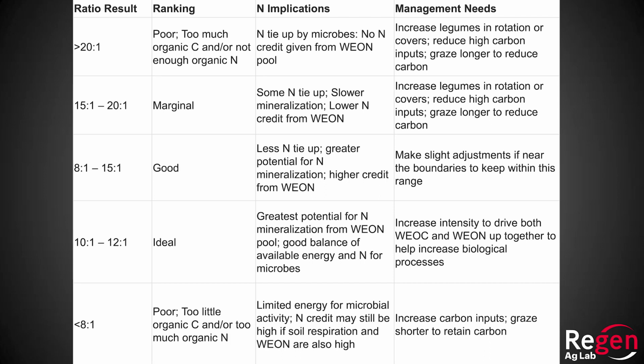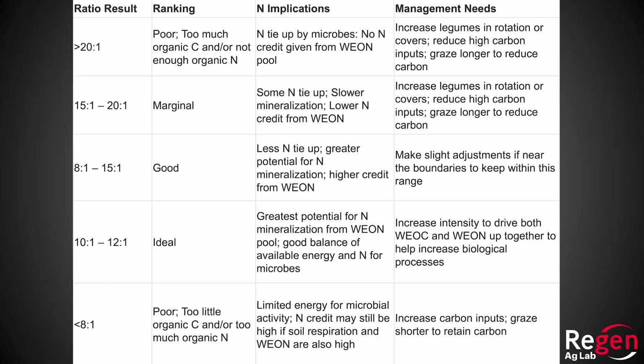So here's some of the stuff with the seed-in ratio. So here's the implications for it. We've got a ratio result of greater than 20 to 1 down to 8 to 1. Here's your ranking: poor, marginal, good, ideal, and poor again, because this is a bracketed one. So we talked about the nitrogen implications. You know, we talked about the tie-up or the release, but here's the management side of it, and this is just a small list of things.